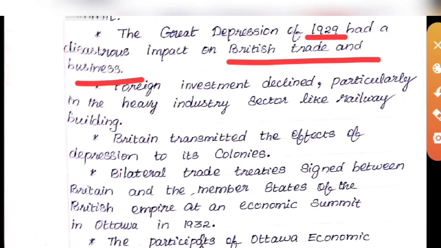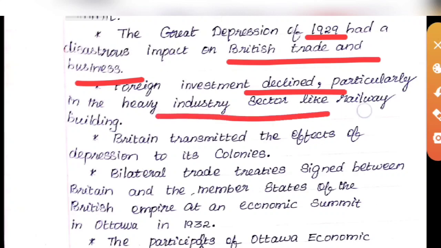Ruined, yes. So foreign investment also declined. British investment, foreign investment, everything declined, especially in the heavy industry sector, like railway building. So there were heavy losses for Britain.